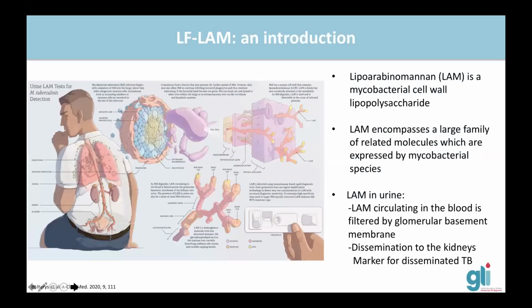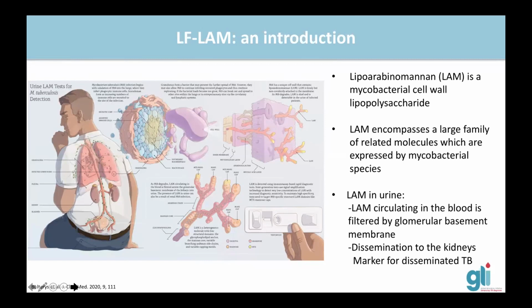LAM is a component of the mycobacterial cell wall. The evidence shows that it can be found in different sample types, such as sputum, urine, and blood, but the concentration of this biomarker varies, being higher in sputum, a little bit lower in urine, and lowest in blood. Urine is, of course, a very interesting sample because it's easy to collect and has less biosafety requirements compared to sputum.